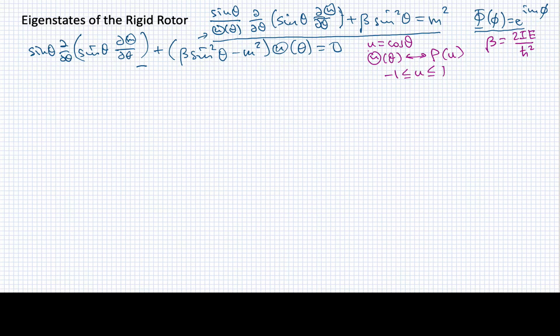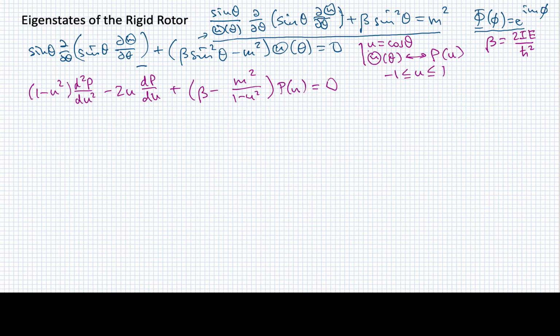So when we apply these changes to this differential equation and do a little bit of algebra, but I'll spare you the algebra, we end up with a differential equation that looks like this. 1 minus u squared times the second derivative of p with respect to u, minus 2u times the first derivative of p with respect to u. So now we've got an additional term in there. And then for this other stuff, it turns out it simplifies to m squared over 1 minus u squared, and then this is times p of u, and that's equal to 0.